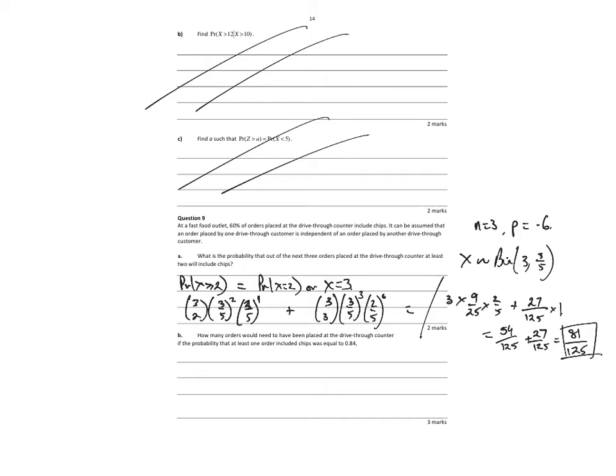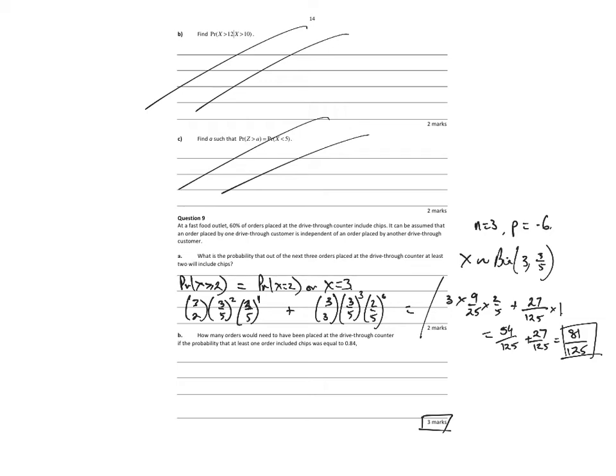Okay. How many orders would need to have been placed at the drive-through counter if the probability that at least one order included chips was equal to 0.84? So this becomes a calculator one, doesn't it? For 3 marks, I can't just go to a calculator and put in an answer. So let's just see how well we can do here without a CAS.